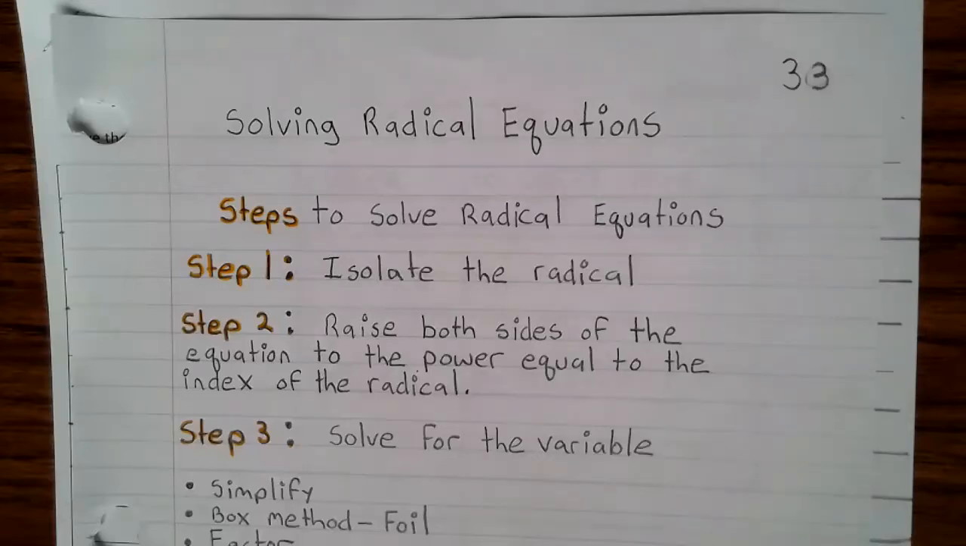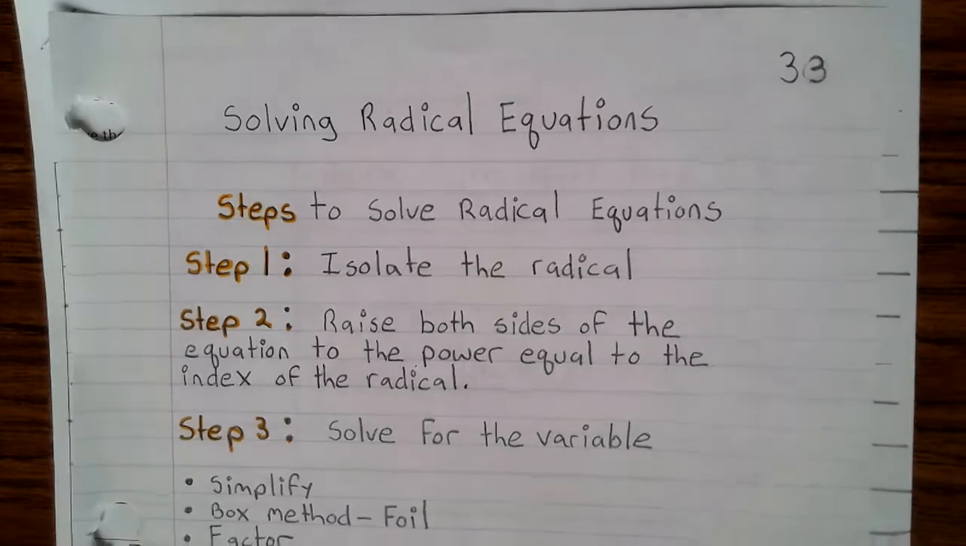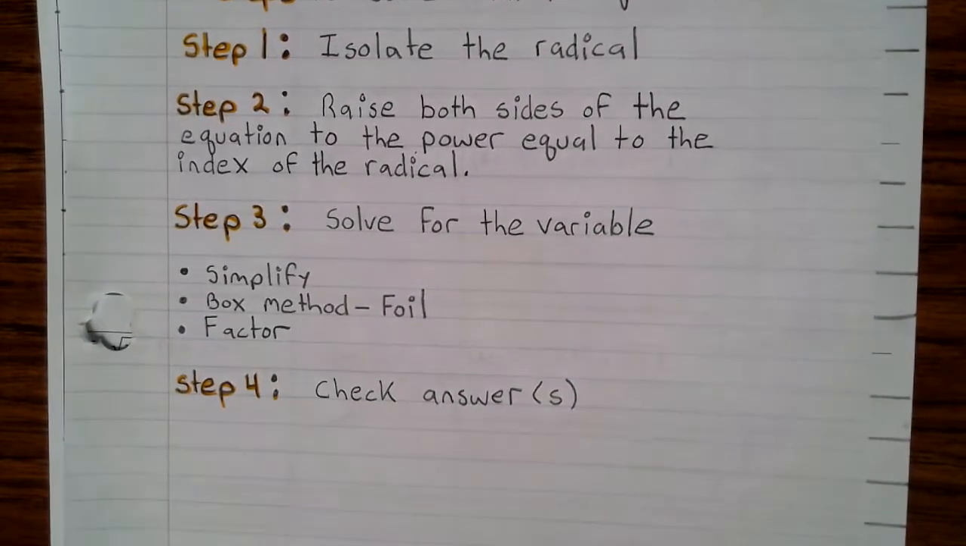Okay, Wildcats, today we're at journal page 33, solving radical equations. Steps to solve radical equations. Step 1, isolate the radical. Step 2, raise both sides of the equation to the power equal to the index of the radical. Step 3, solve for the variable with simplifying, box method or FOIL or factor. Step 4, check your answer or answers.